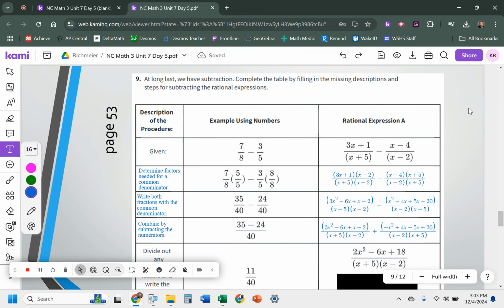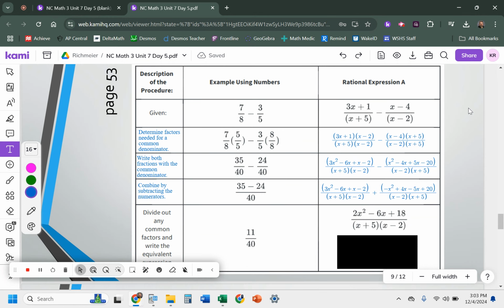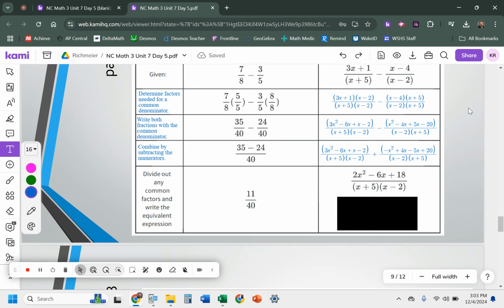The description of the procedures along the left should read: determine factors needed for a common denominator, very similar to what we did yesterday with addition. Then we'll write both fractions with the common denominator, again very similar to addition. And then we're going to combine by subtracting the numerators. However, we're not actually going to subtract, all right? We're going to learn a very important way to keep from making a sign error when doing this. And then finally, the last procedure: divide out any common factors and write the equivalent expression.